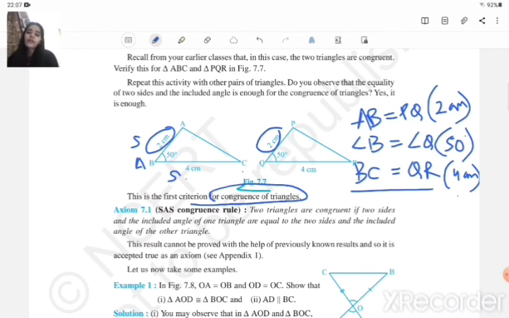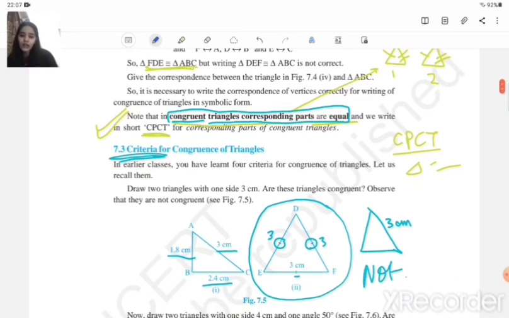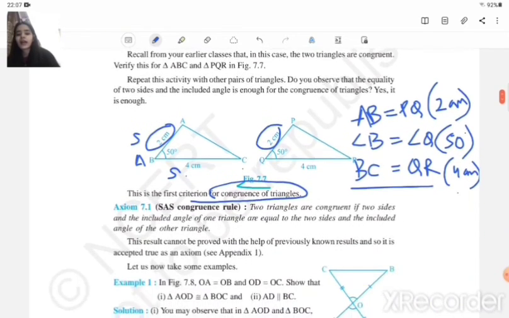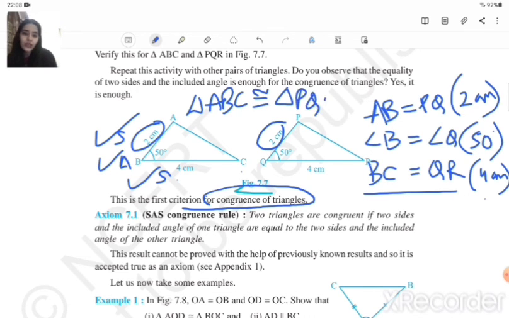So we will find certain criteria, as the heading was criteria for congruence of triangles. The first criteria which we are going to learn will be side, angle, side. By using the side, angle and side, we have proved that triangle ABC is congruent to triangle PQR.